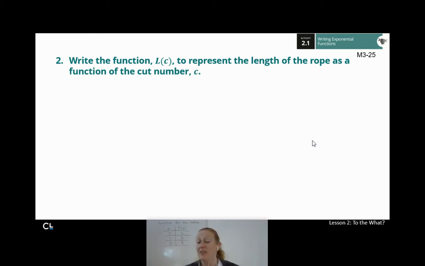And instead of f of x, we're going to call it L of C to represent the length of the rope, L, as a function of the cut number C. So go ahead, write your function, hit pause to write it out, hit play when you're ready to check your work.